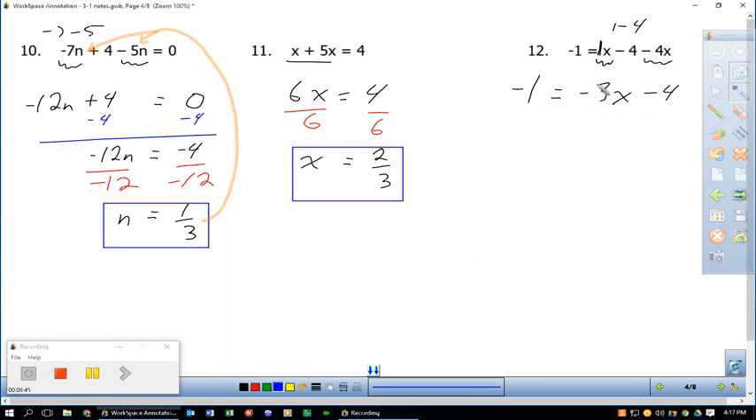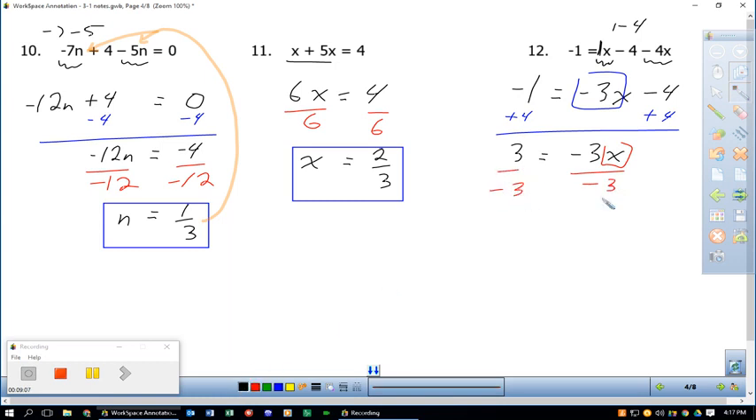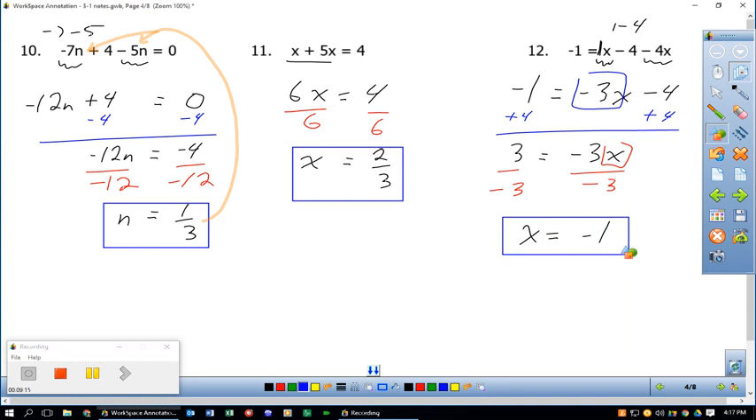So we want x by itself. In fact, I should have been doing this all along, probably. We want x by itself, so let's add 4. That'll give us negative 3x. That's gone, and we get a positive 3. We still want x by itself, so divide by negative 3. And by negative 3, we get that x equals negative 1. And let's see, that would be 3. Yes, that would still work out. Always check it.